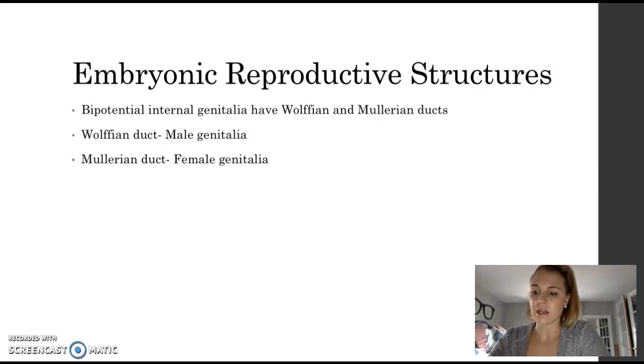And on the contrary, in a fetus that's developing into a female, the ovaries develop along the Müllerian ducts, and they don't have the anti-Müllerian hormone, so the ducts develop into the vagina, the uterus, and the fallopian tubes. So without testosterone, the Wolffian ducts degenerate, and without DHT, which is dihydrotestosterone, the external genitalia become female structures.